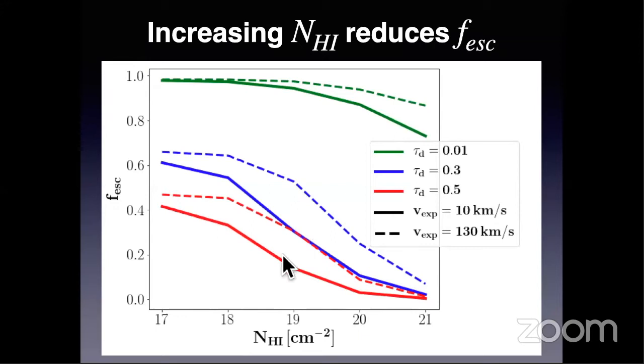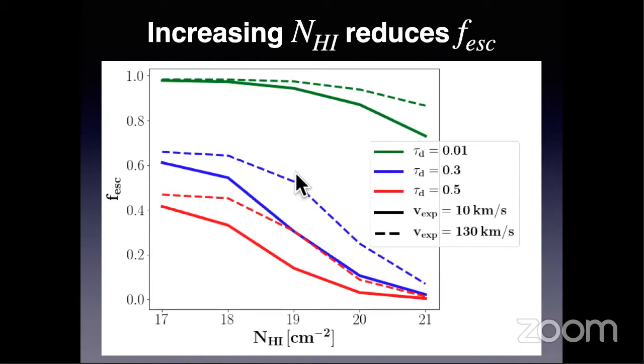The outflow velocity would increase your F escape. So there is a degeneracy between these two effects here. But the main idea is that the factor of two is really possible. It's not really possible if you look at the very little amount of dust. It's very hard to reproduce this factor of two.